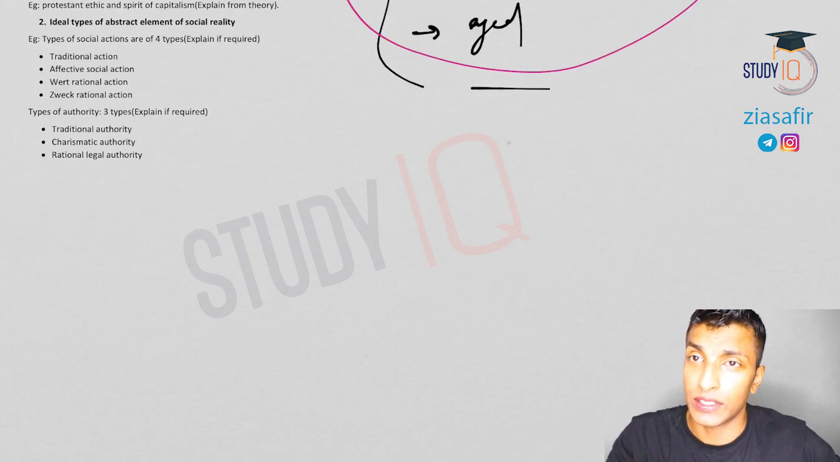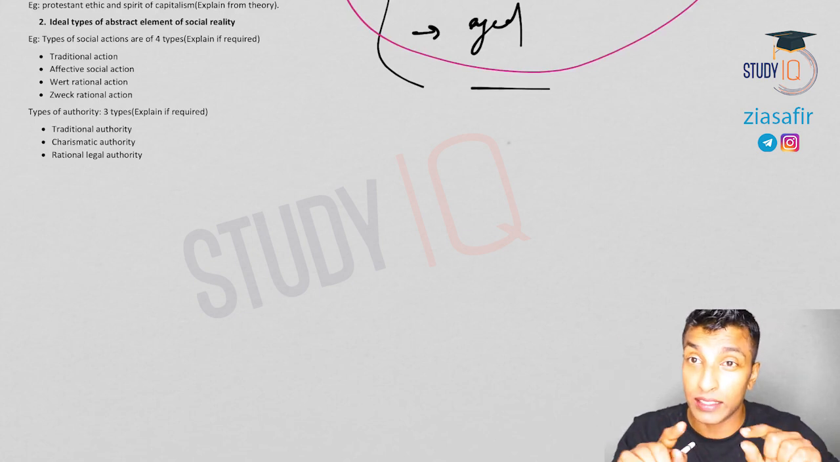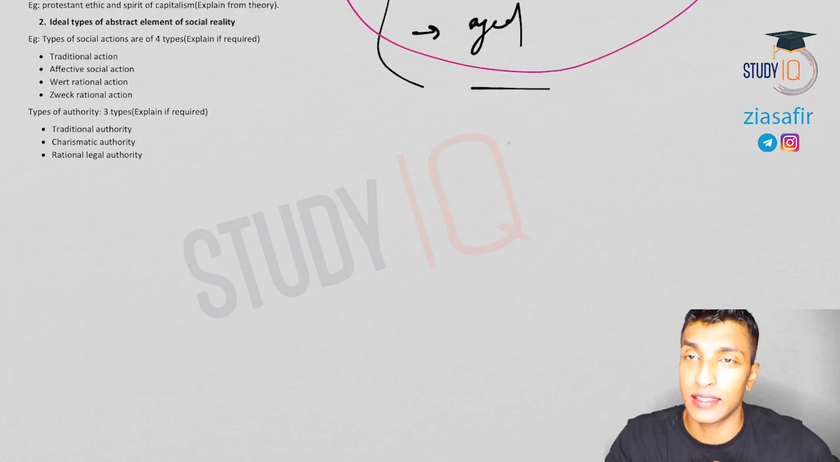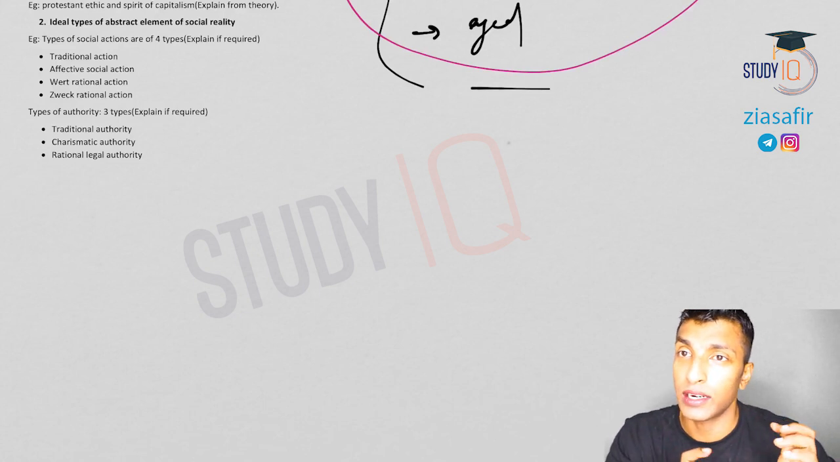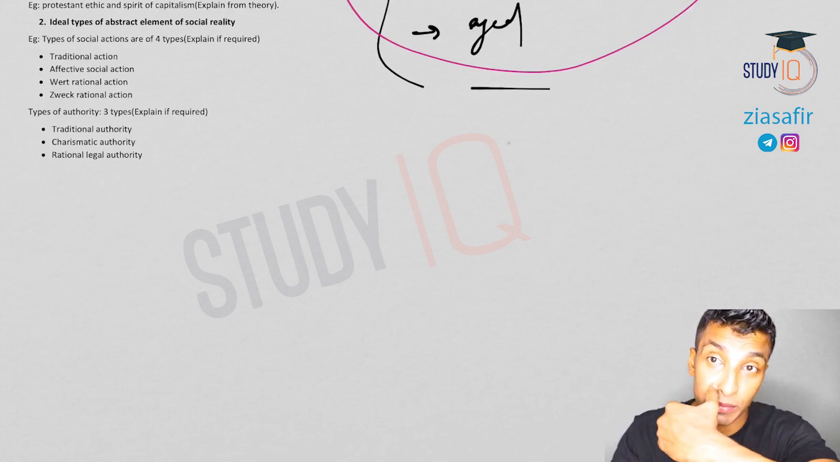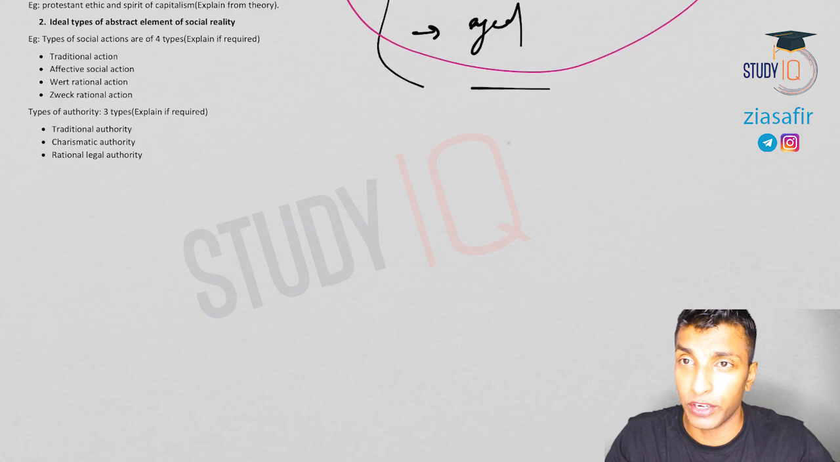All these things we have discussed under the ideal type of capitalism, and I've told you how the comparative analysis has been taken and how the cause and effect relationship has been established by Weber in the theory of Protestant ethic and spirit of capitalism. So all these are the examples that you need to add in this.